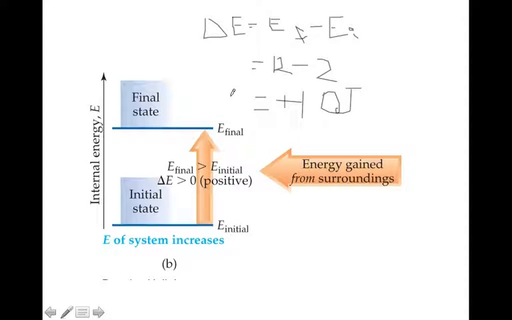So delta E in this case is going to be equal to a positive number, which means that the internal energy of your system is now going to be increasing. Wherever you're putting things into something, the prefix that we use for that is endo.